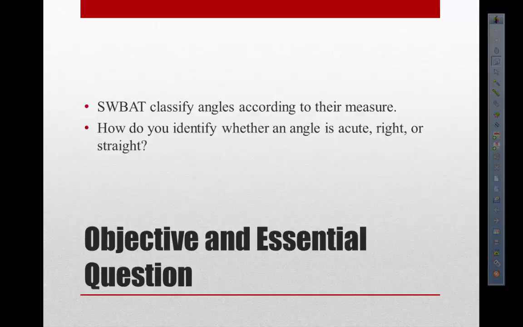Okay, so our objective today, students will be able to classify angles according to their measure. And so one of the things we're going to learn is whether an angle is acute, a right angle, or a straight angle. There's one other type of angle in there that's not listed there, but that's an obtuse angle. Okay, so we're going to learn about angles. Some of the stuff you probably know already.